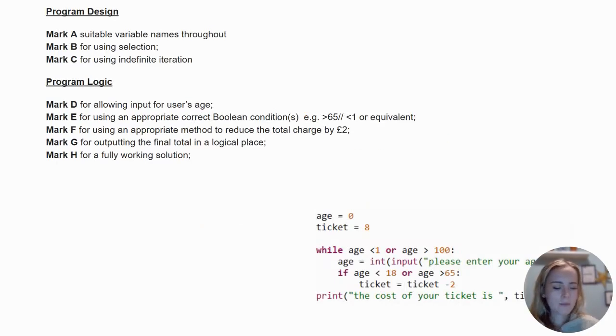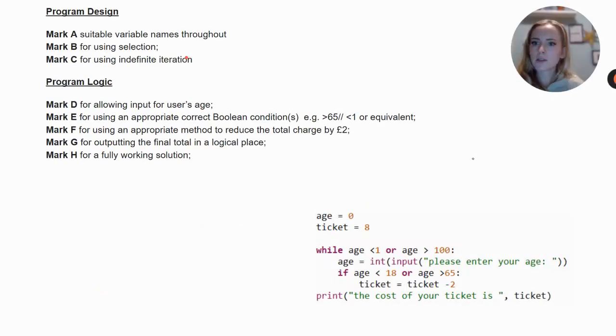Okay, so I'm going to do the Python one first. Suitable variable names throughout, so that's mark A. B for using selection. Yes, we did use an if statement here. C for using indefinite iteration. So this is our while loop. Even if these things did not work, so I just declared a couple of variables and put the words while and if and just gave it a go, that's 3 marks, even without it working.